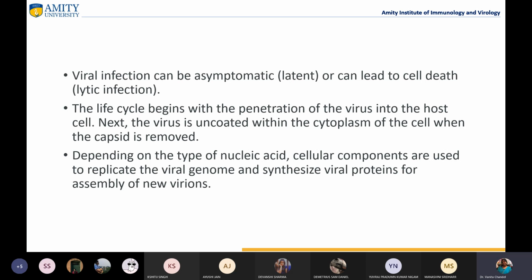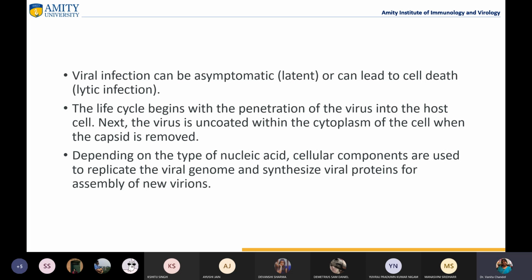Or they can lead to cell death. That is a lytic infection. Definitely, if it is killing the cells, that means the infection is lytic, or the lytic life cycle is being followed. The life cycle basically starts with the penetration of the virus into the host cell. It enters. The first step is penetrating.